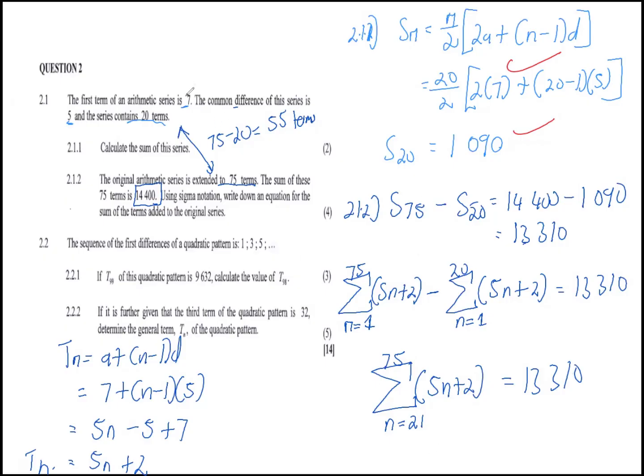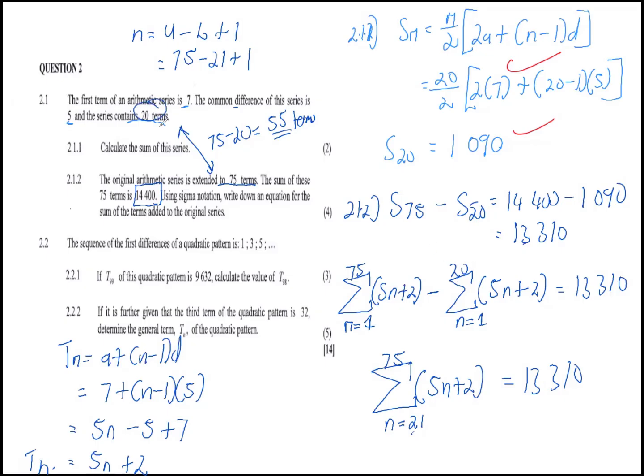So if you want to confirm that it's that, your number of terms is upper value minus lower value plus 1, right? So let's see if it's going to give us the 55 terms. Your upper value, 75. Now it has to start from term 21. So minus 21 plus 1. Remember, it ended at term 20.